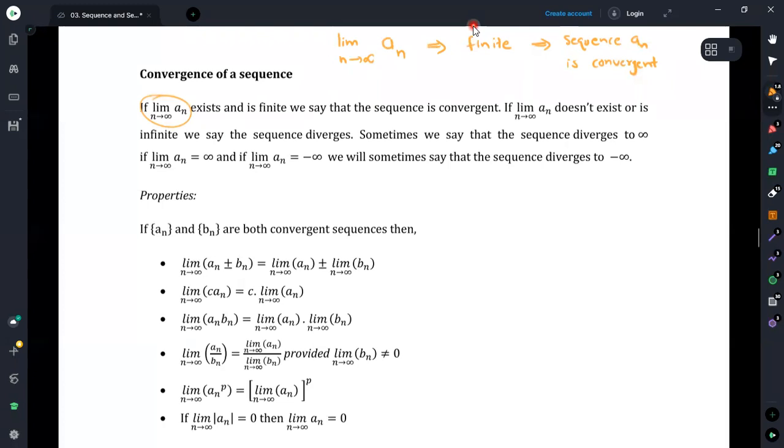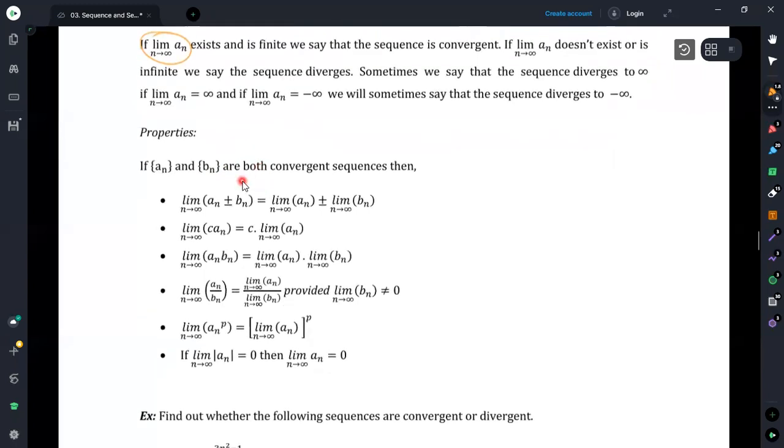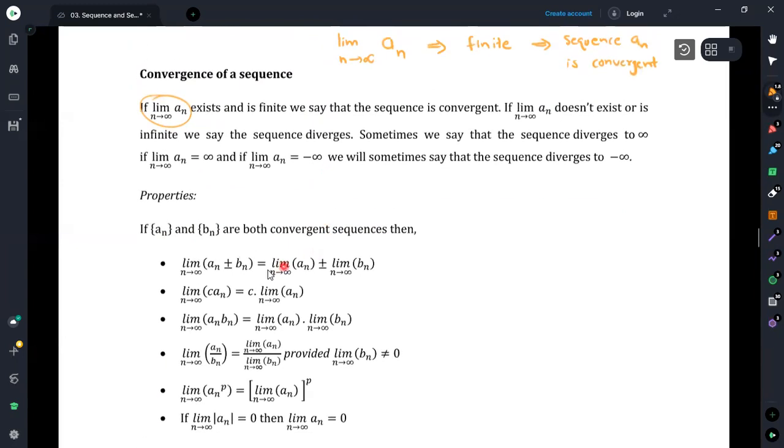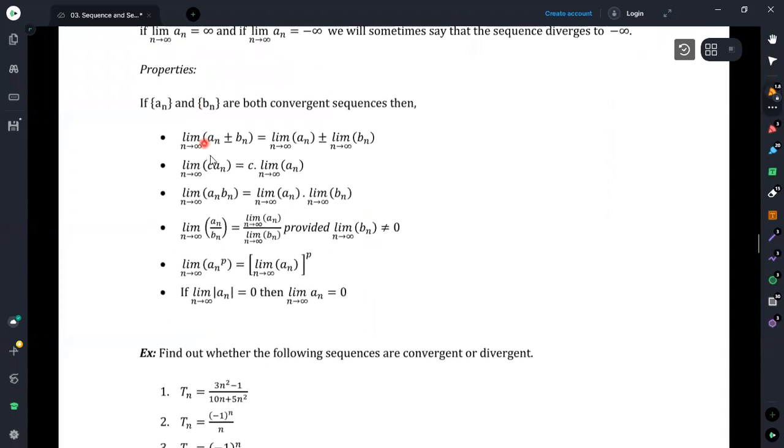Now we will see the properties of these convergent sequences. Here it is considered that an and bn are both convergent sequences. If these are convergent sequences, what we know is that as n goes to infinity, an has a finite value as well as bn has a finite value. Therefore, if you take the addition or the subtraction of these two sequences, it will also be a convergent sequence.